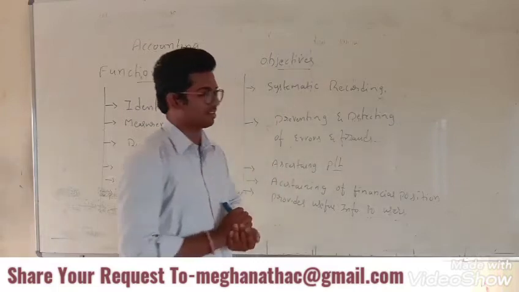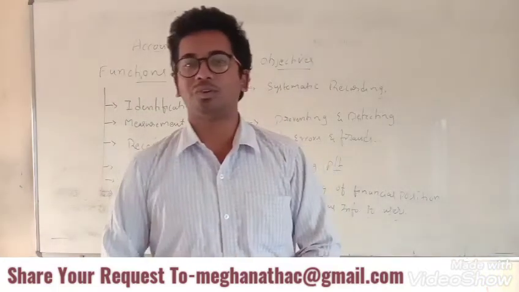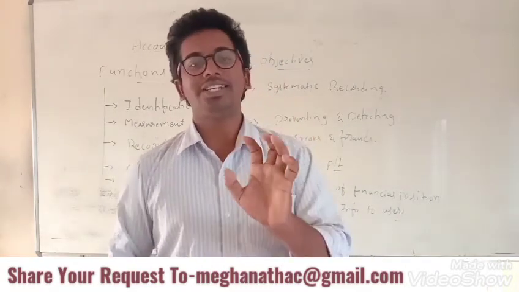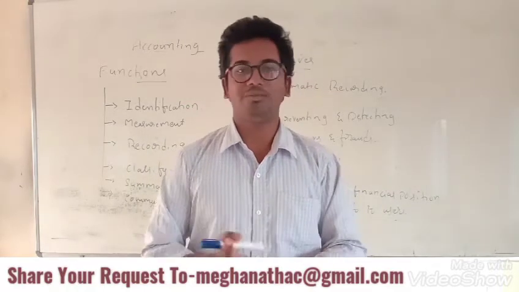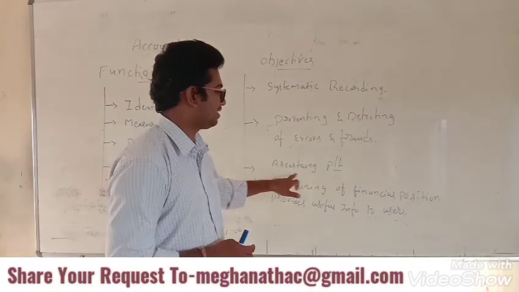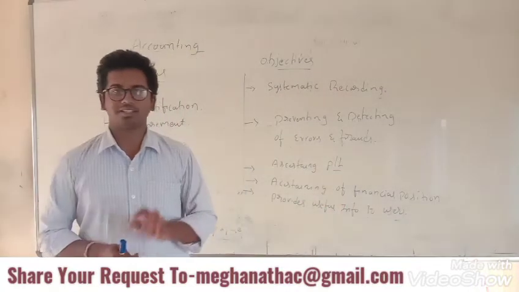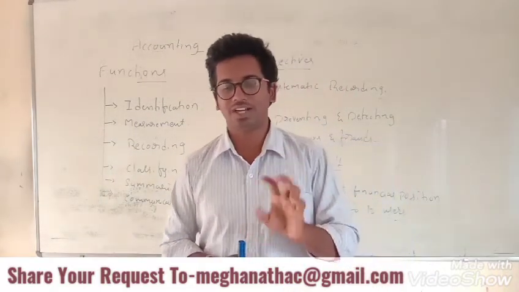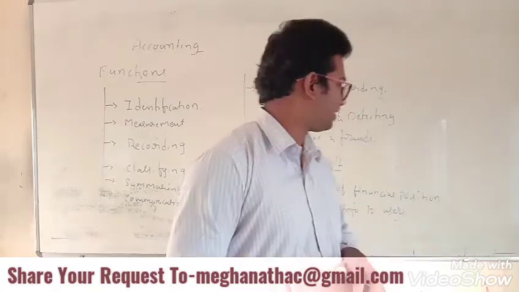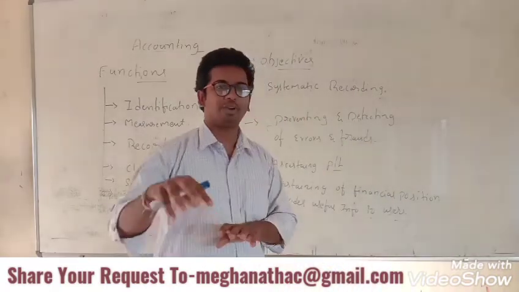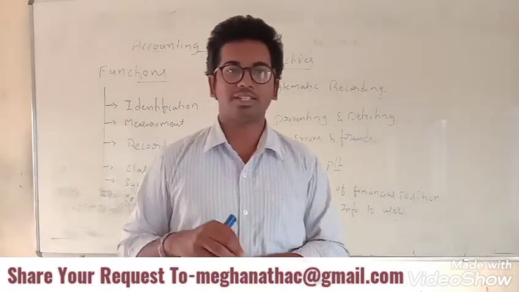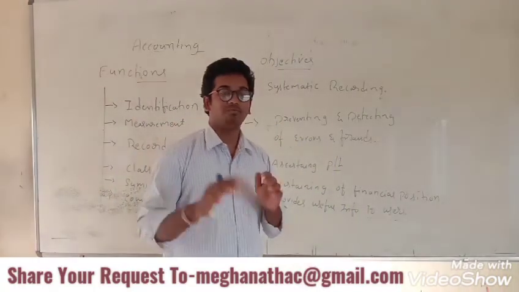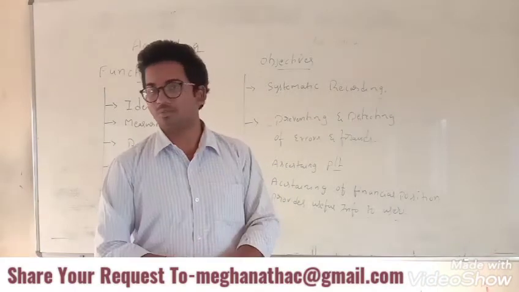Then ascertaining of profit and loss. Again, it is one more prime objective. The objective of doing accounting is to know the profit or loss of the business. Why? Because when we are doing business, we should know whether we are doing right or not. That's why we call it ascertaining of profit and loss. It shows the operational efficiency of the company and what is going on. Based on that, you can take your decisions, you can change your decisions.